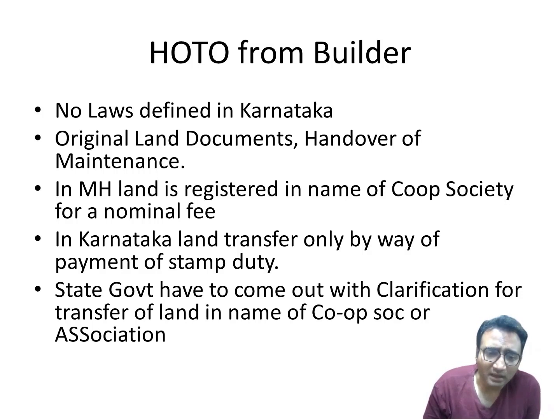In that scenario, builders were reluctant to hand over the no objection certificates for reconstruction, redevelopment, and demolition of buildings. So the state government came in support of cooperative societies which were registered. The state government announced the scheme for deemed conveyance deed. So in the absence of the builder, the cooperative society could get the land registered in their name for a nominal fee. In Karnataka, the problem is that we have followed the Maharashtra model bylaws, but our state government has not announced a scheme for transfer of land on the lines of Maharashtra for a nominal fee.